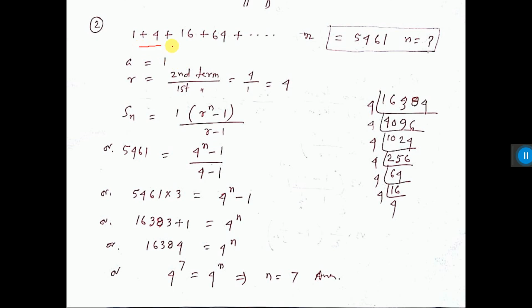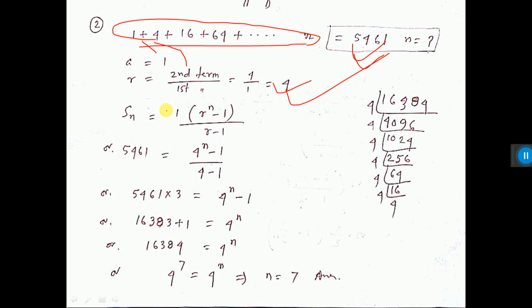Here we have n terms in total, and you have to find the value of n. The sum of n terms is given, and you have to find n. Now a is this, and r equals second term by first term, that is 4. The Sn formula is a into r to the power n minus 1 by r minus 1, where a is 1. Now put the value of r, which is 3. So 3 will be multiplied here. 3 into this, and minus 1 will go to that side and become plus. So if you add this, it is coming this.